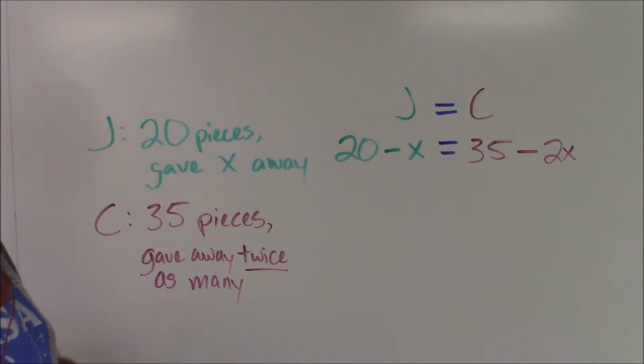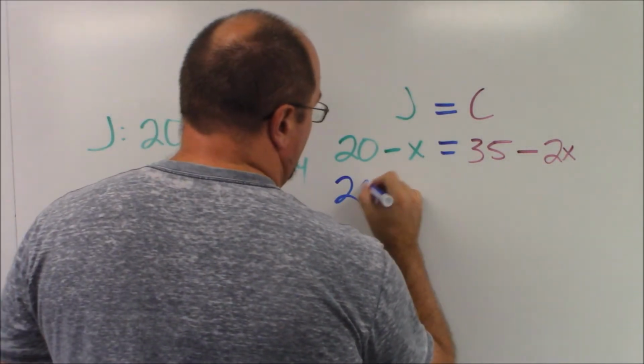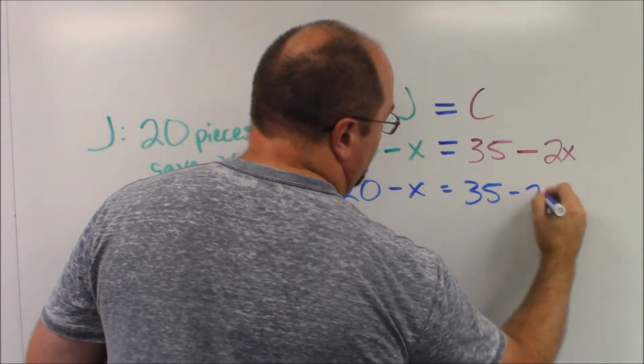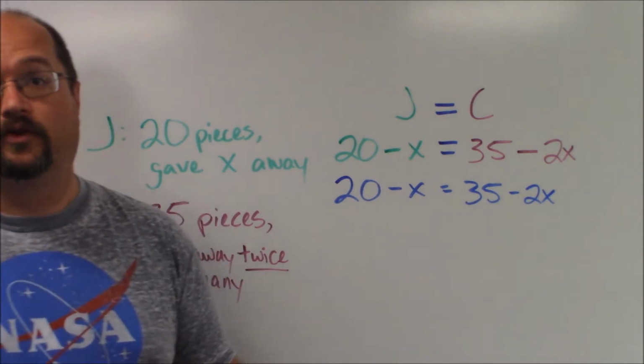So this is the equation we're starting out with. It's 20 minus X is equal to 35 minus 2X. Now, once we get to here, then it's just simply a matter of solving for X.